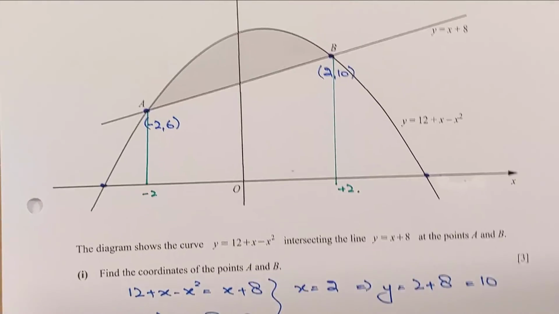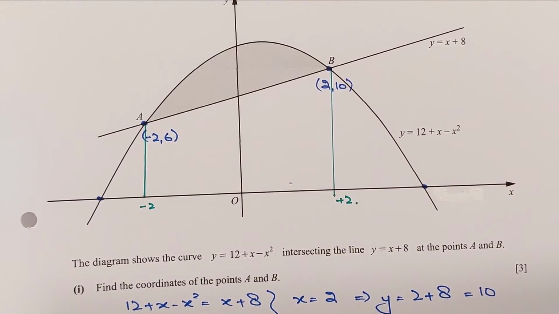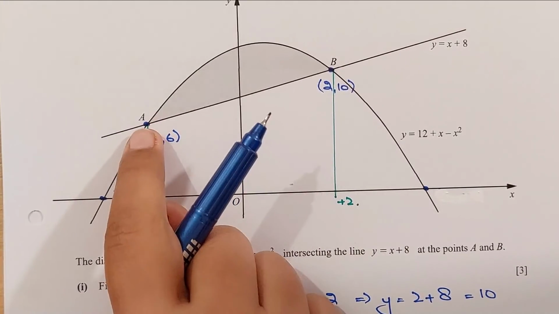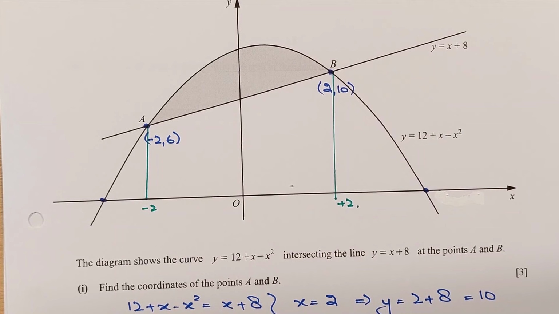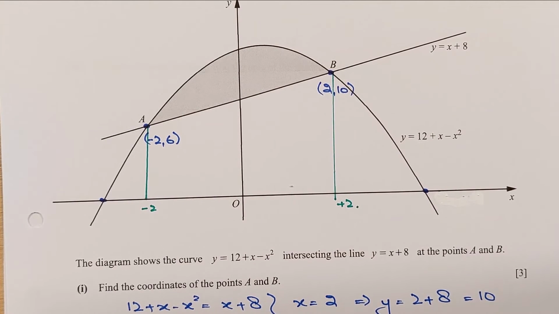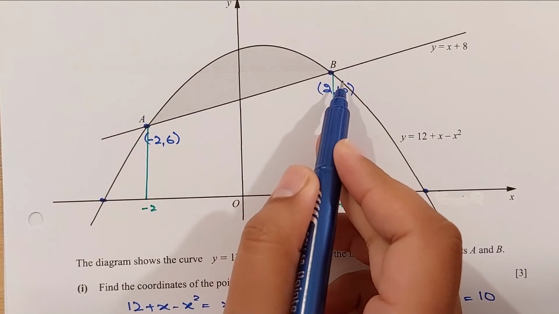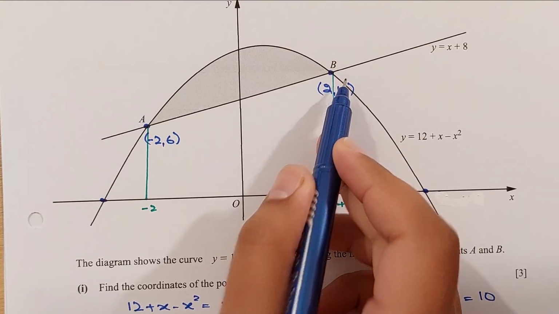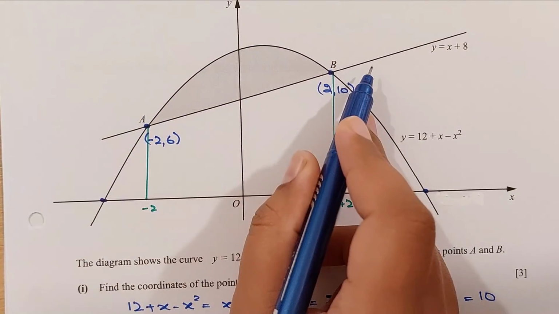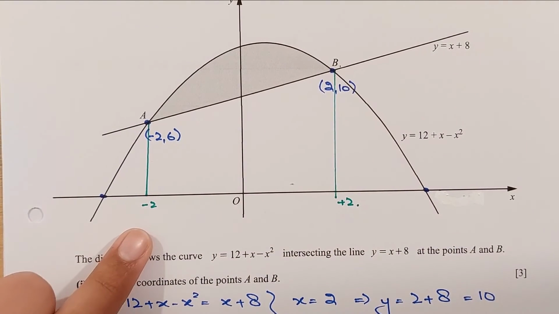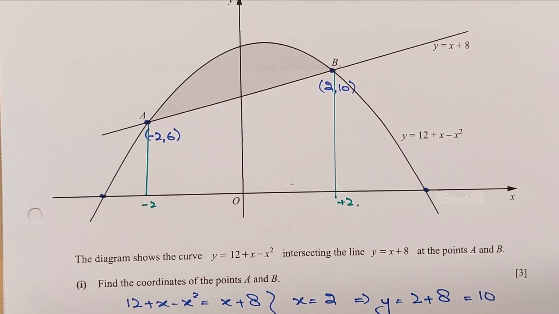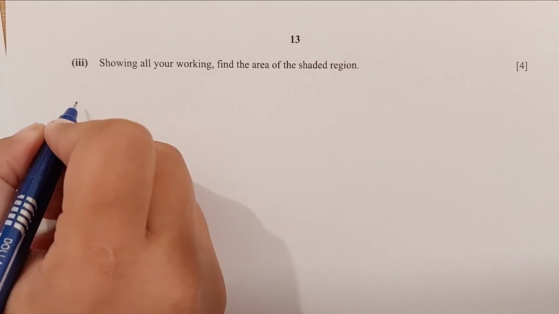So as you can see, the shaded region is the area enclosed by the curve and the line. So for the area between the curve and the line, the first thing is we need to find the points of intersection of the curve and line. Now the curve is above the line, so we do the area of the curve minus the area of the line, between the x coordinates -2 to +2. Okay, so how can I write down the shaded area?